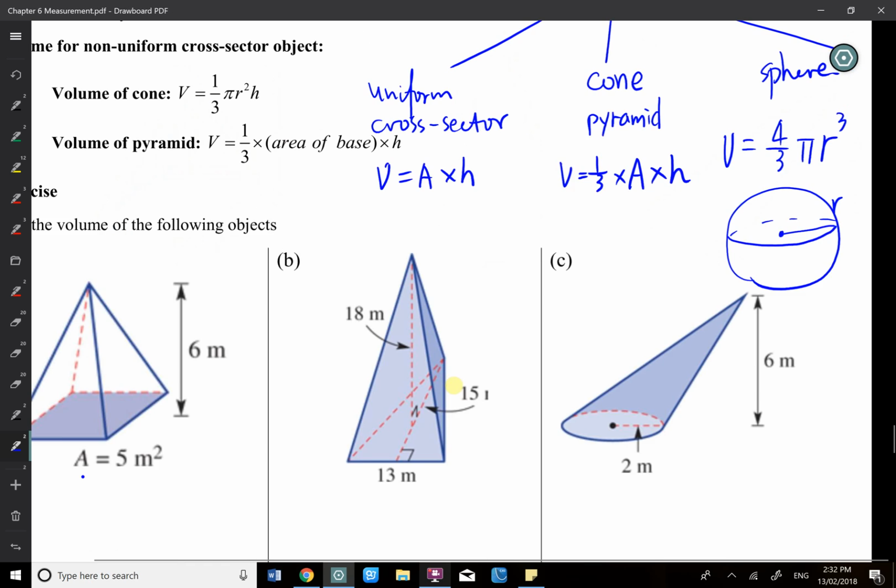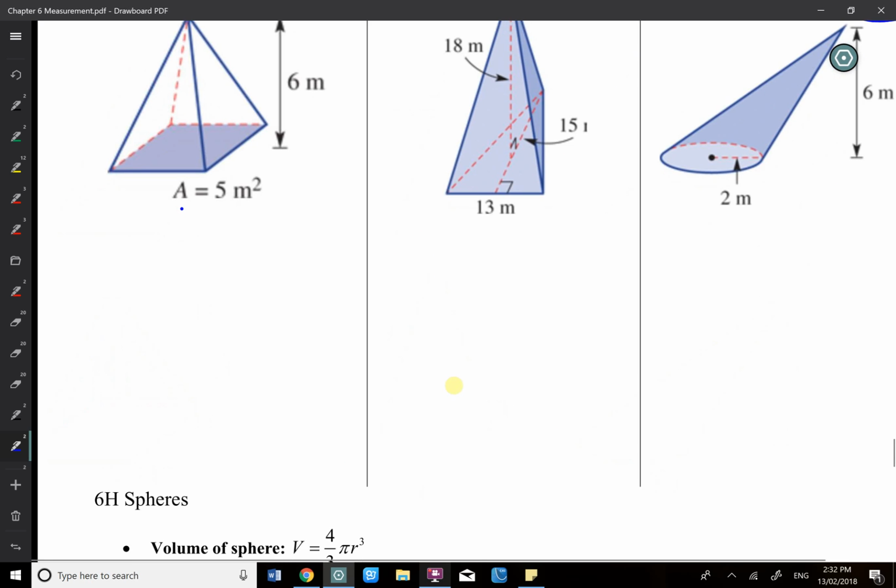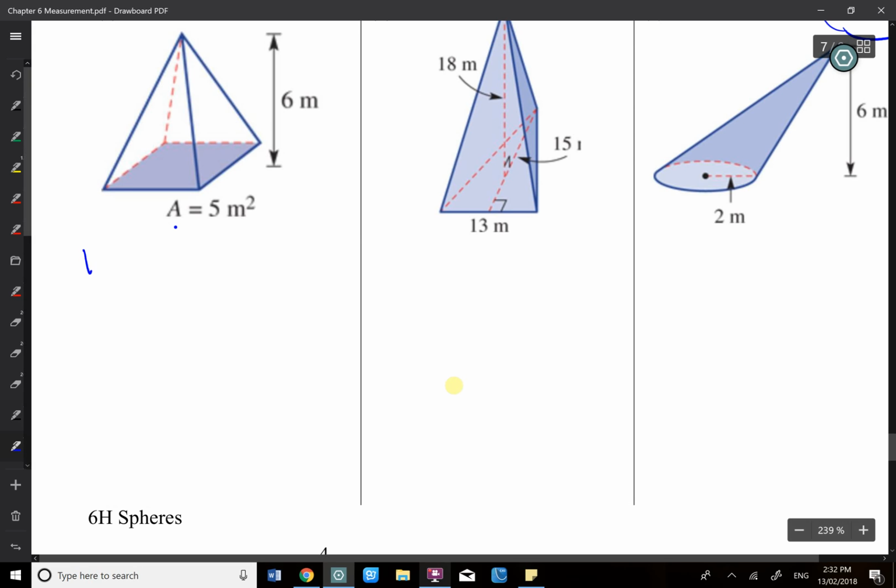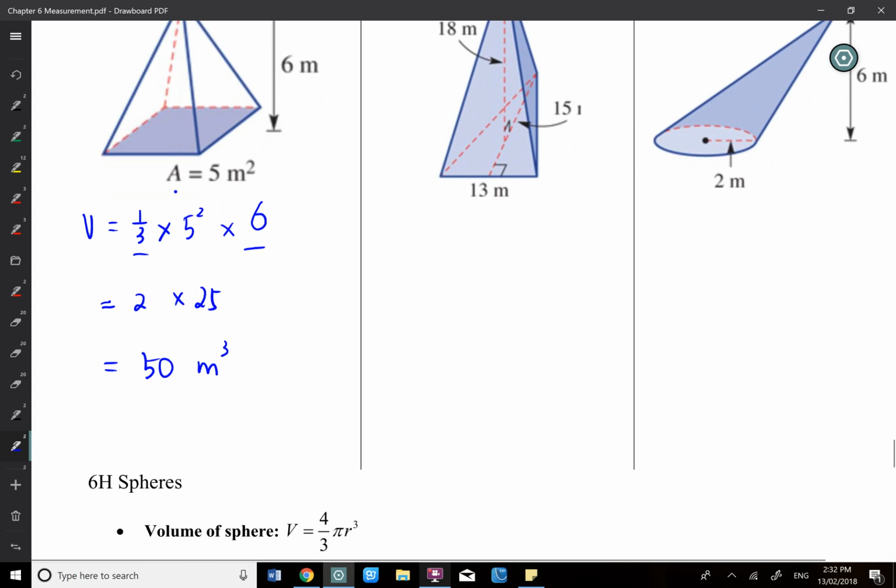So this is the pyramid formula. The volume will be a third times the area of the base. The area of the base is just 5 squared, and times the height. The height is 6. So a third times 6, we get 2. 2 times 25, and we get 50 meters cubed. That's the volume for the square base pyramid.